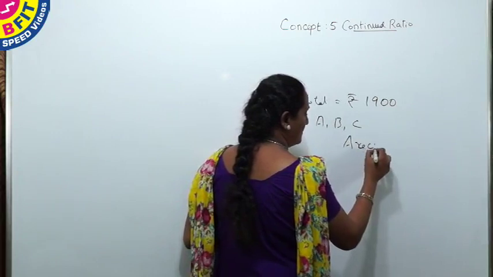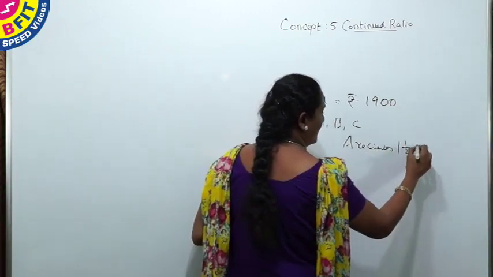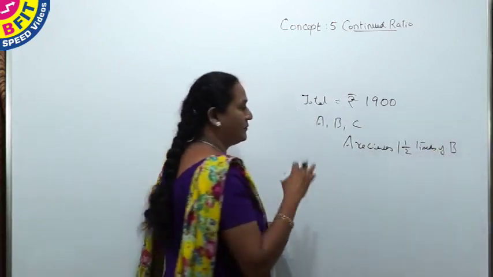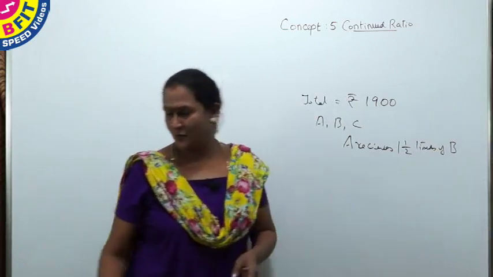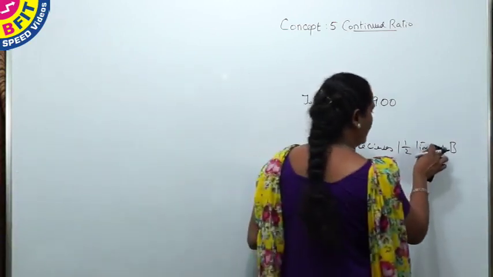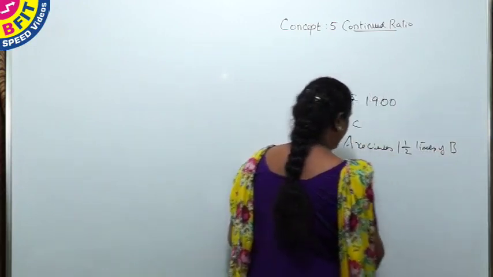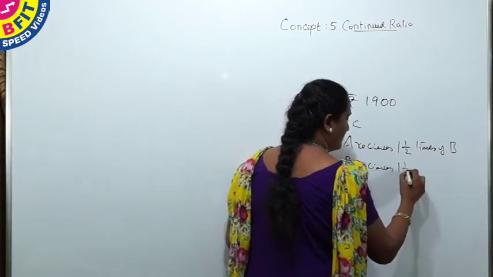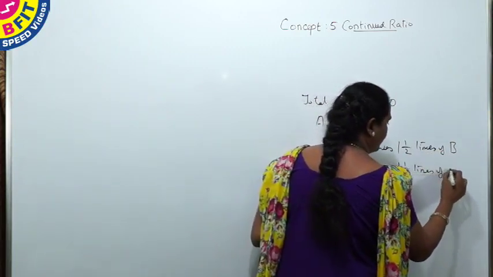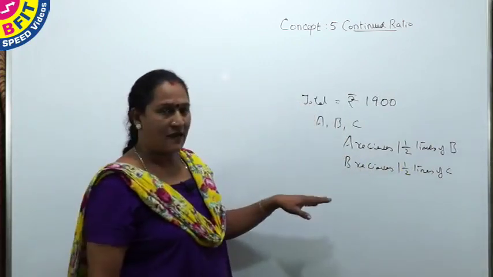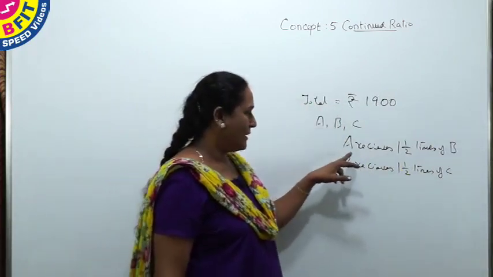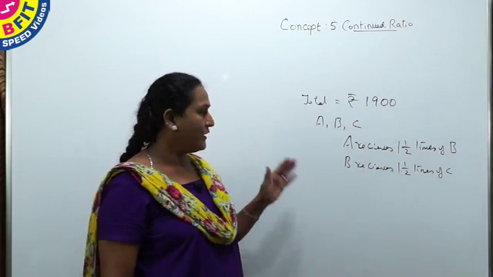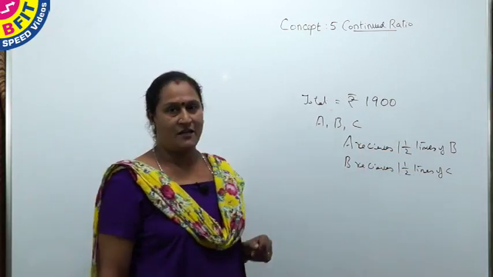And the condition here is A receives 1.5 times of B. So whatever B gets, A receives 1.5 times of what B gets, and B receives 1.5 times of C. Now in this pattern they are sharing this value. So combining A and B, we'll see what is the ratio, and for B and C we'll see what is the ratio, and then we can combine into a single ratio and share the amount.